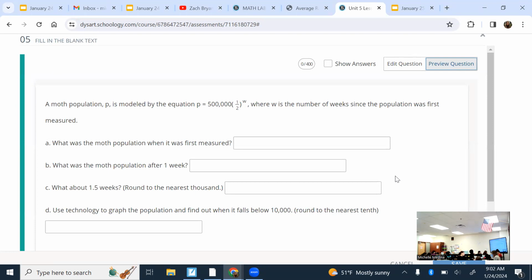But number 5 from the lesson 10 practice, a moth population is modeled by this equation where W is the number of weeks since the population was first measured. So looking at how this equation is set up, is that a linear or an exponential function? It's exponential.